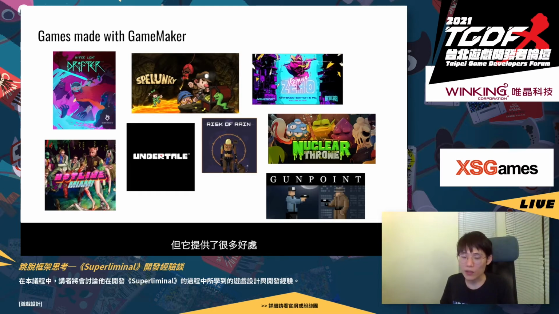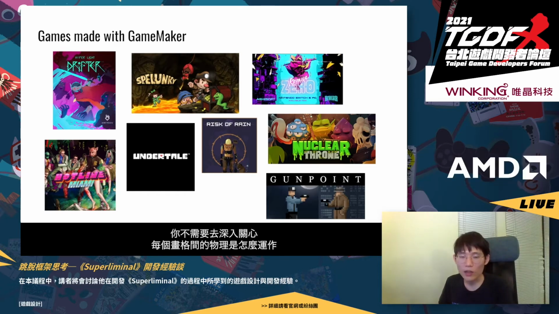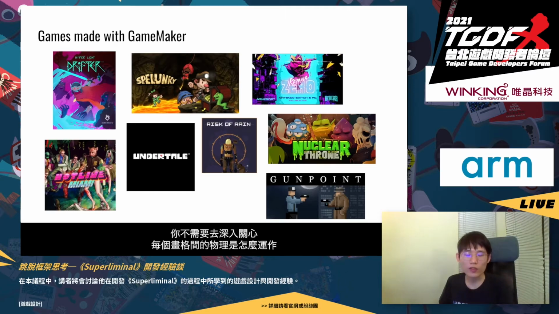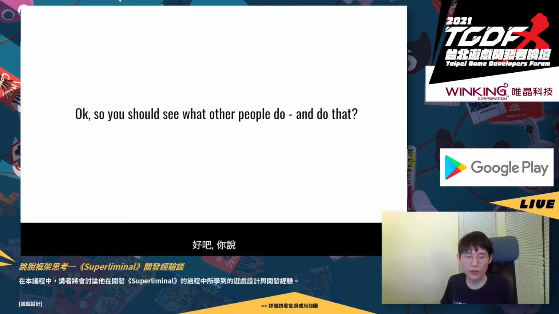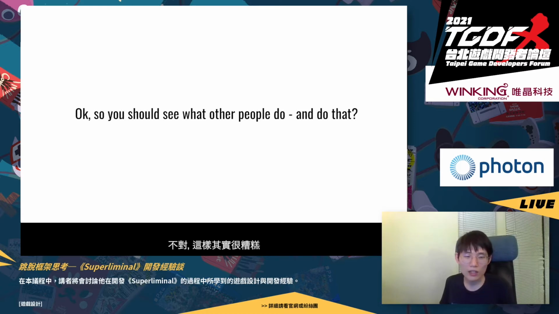But there are a lot of benefits, right? For example, you can get into design faster. You don't really need to worry about how physics works on a frame-by-frame level. Okay, fine, you say, I get your point, so I should just look at what other people do and do that, right? No, that's actually bad.